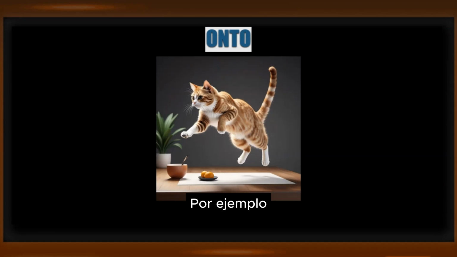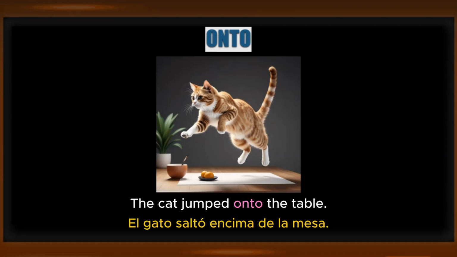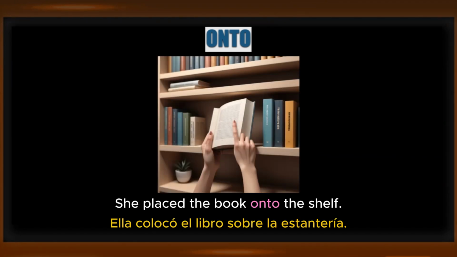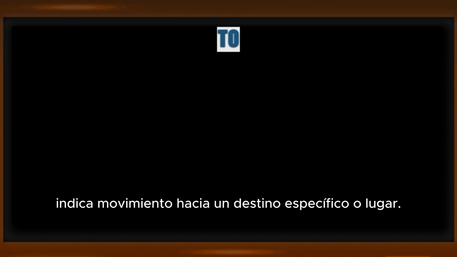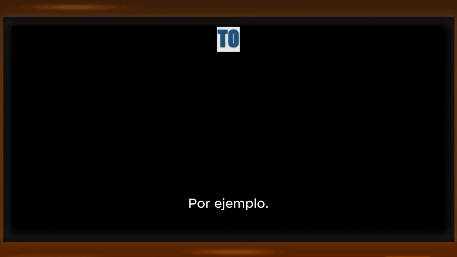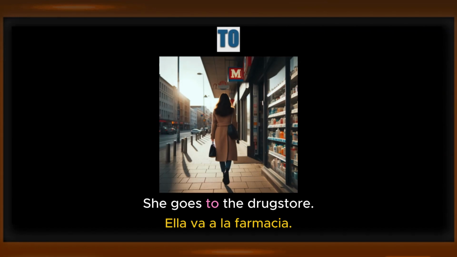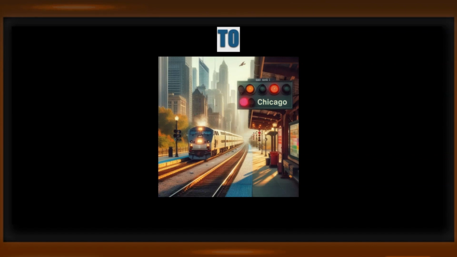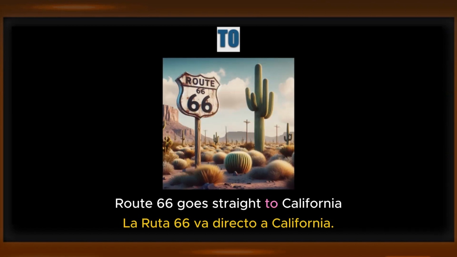Onto. It shows movement from a lower place to a higher surface. For example, the cat jumped onto the table. She placed the book onto the shelf. To. This preposition indicates movement toward a specific destination or place. For example, she goes to the drugstore. This train goes to Chicago. Route 66 goes straight to California.